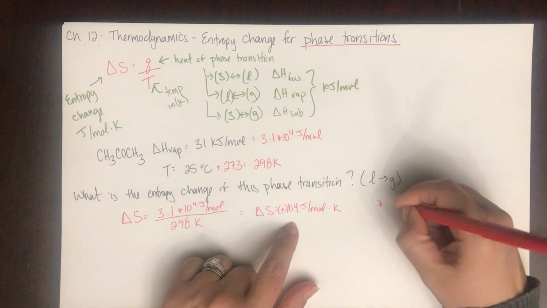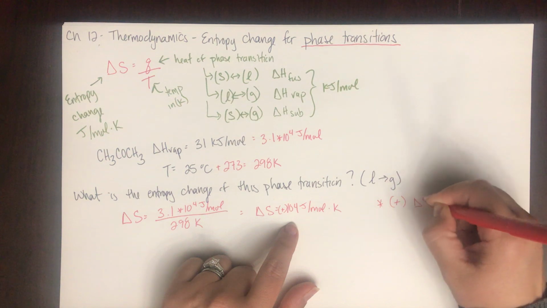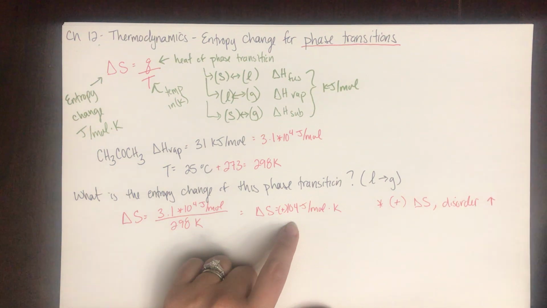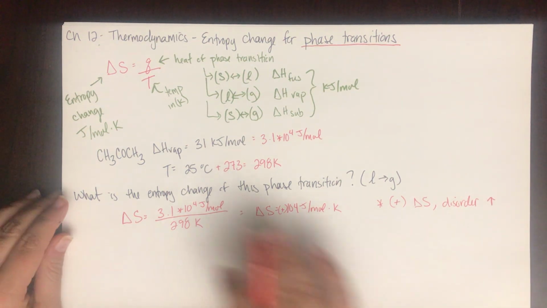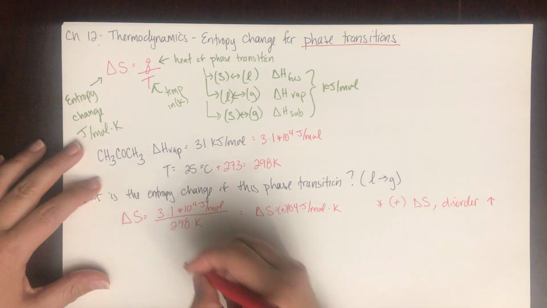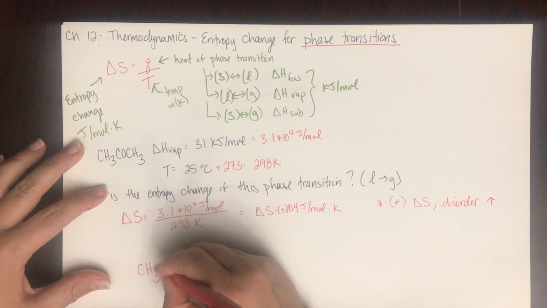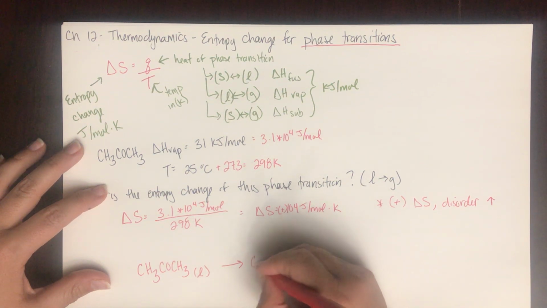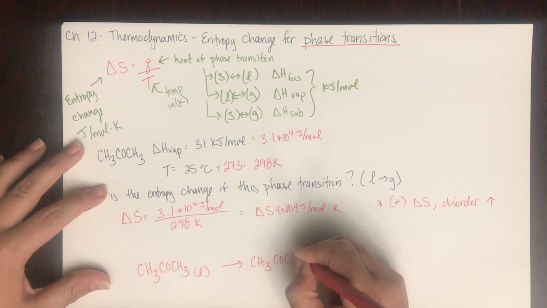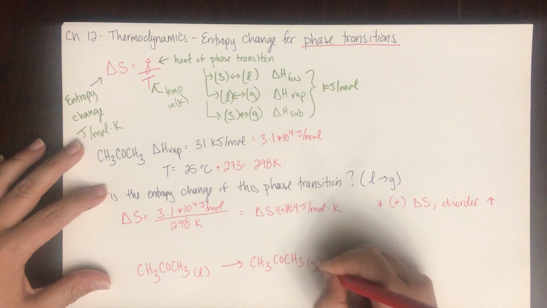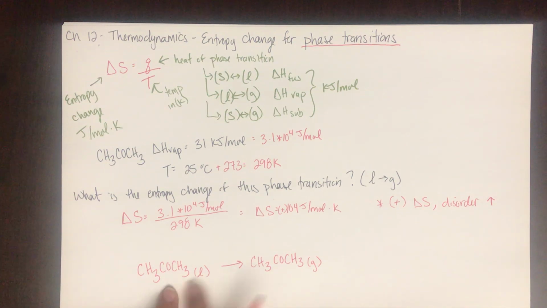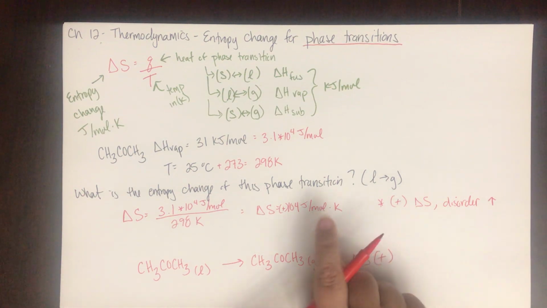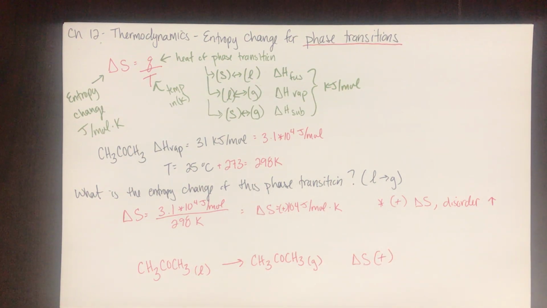But does this make sense? If the entropy change is positive, then that means disorder increased. And is that what happened? Yes, because this is a vaporization. Essentially what's happening is you're taking the acetone liquid and it's being converted to a gas. So you're going from 1 mole of a liquid to 1 mole of a gas. This should give you an entropy change that's positive. And you see that the math there does make sense.